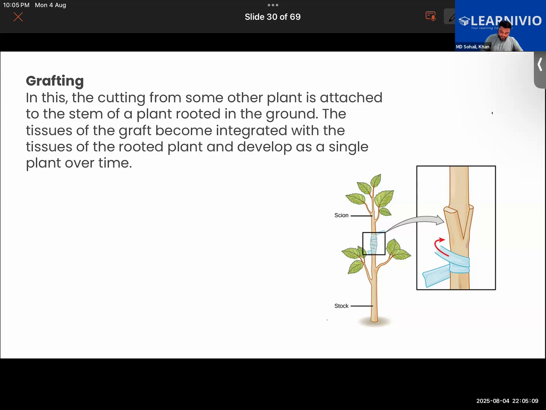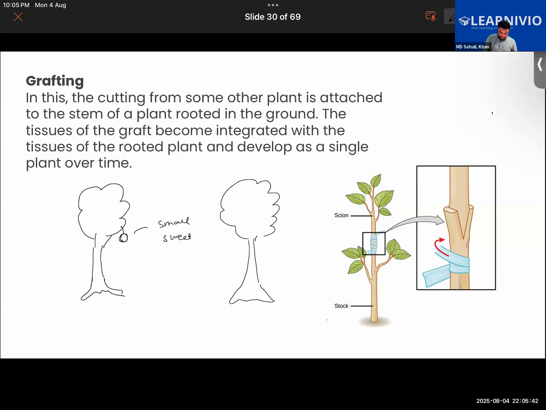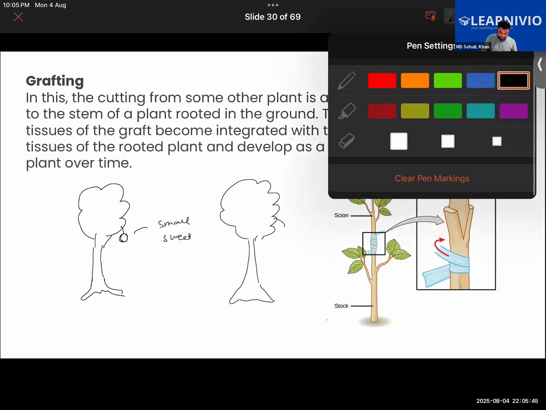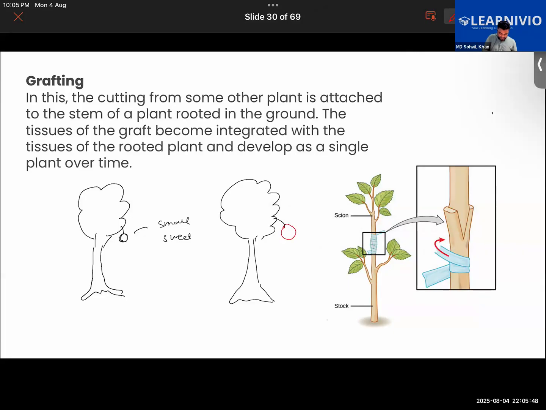Let's not just stick to apple, let's say any tree, although grafting can be done for only some trees. Suppose I have a tree in which the fruit that grows is small but sweet. Then I have another plant of the same species. The species has to be the same. In this one, the fruit is bigger in size, but sour in taste.